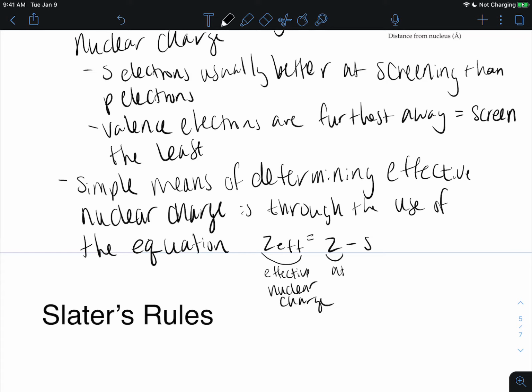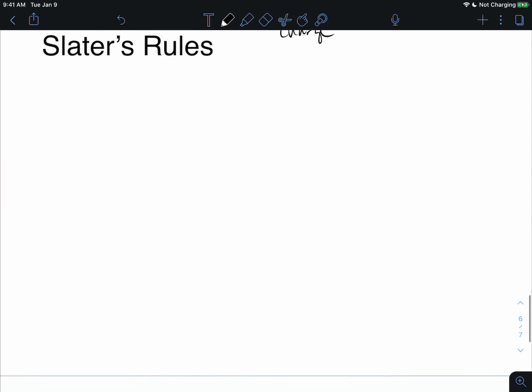This is our atomic number. And then this is our screening constant. By a simple calculation, we can figure this out, and it is in pretty good agreement with what they find experimentally. So let's look at how we determine our screening constant so we can know exactly how to do that.